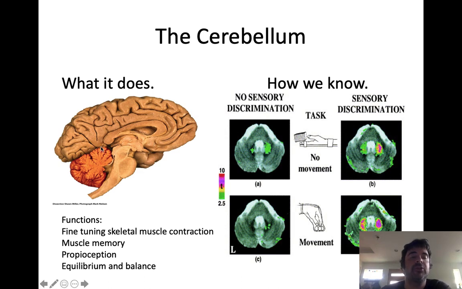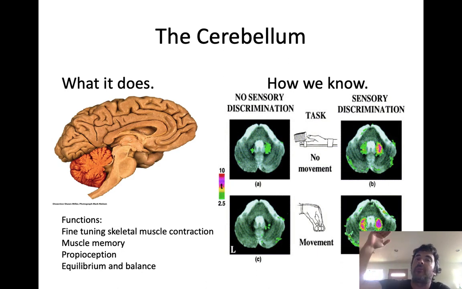Now, the next functional or major region of the brain that you need to know is called the cerebellum. And the cerebellum consists of some of the most densely packed gray matter in the brain. It's an extraordinarily important brain structure. Some of the functional roles of the cerebellum: it fine-tunes skeletal muscle contraction. So the cerebellum doesn't initiate skeletal muscle contraction. You can initiate a gross skeletal muscle contraction, or just a really rough contraction, independently of the cerebellum.